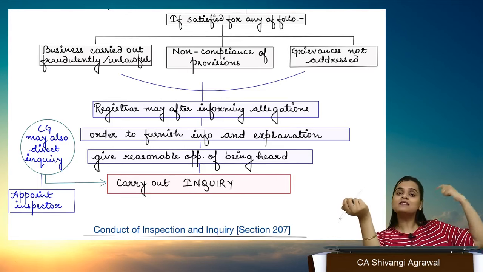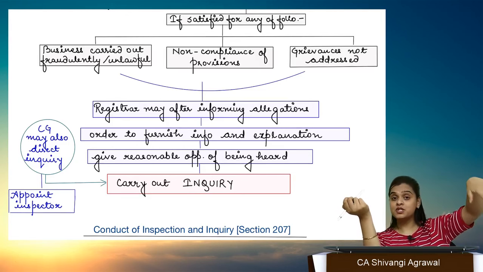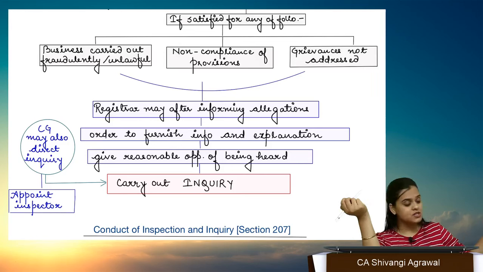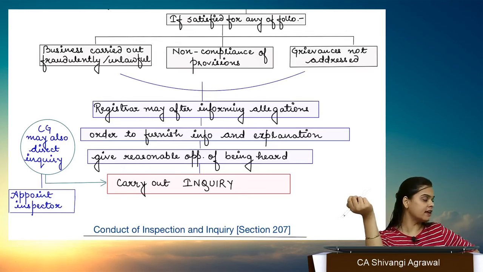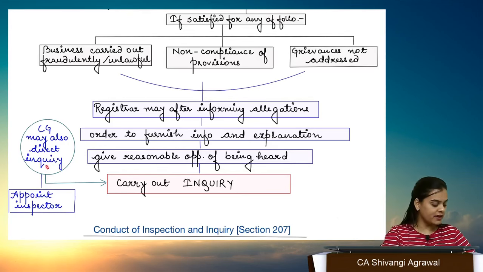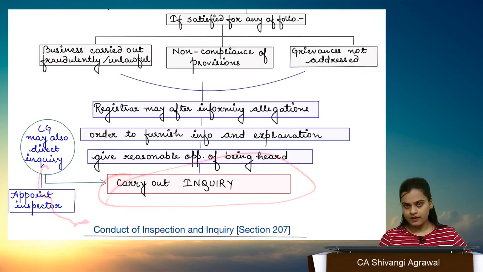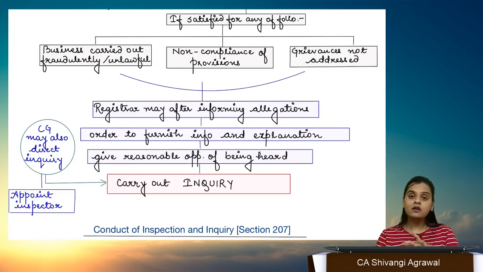In the same manner, CG had the power to initiate inspection. Here also, CG has the power to direct inquiry. So CG may appoint an inspector for the same, and they will carry out the inquiry. So the registrar or an inspector can carry out inspection or inquiry as given under section 206.